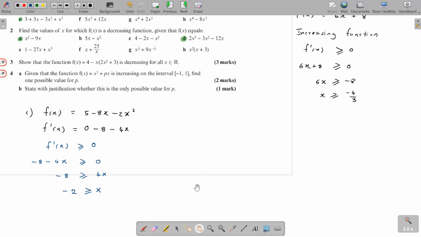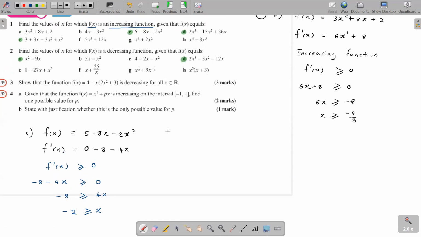Okay, then we'll move to the next one. Part E. f(x) is equal to 3 plus 3x minus 3x squared plus x cubed. So let's get f'(x). When you differentiate 3, you get 0. Differentiation of 3x is simply 3. Differentiation of x is 1. Minus 3x squared, 3 times 2, 6, x to the power 1. Plus x cubed is 3x squared.